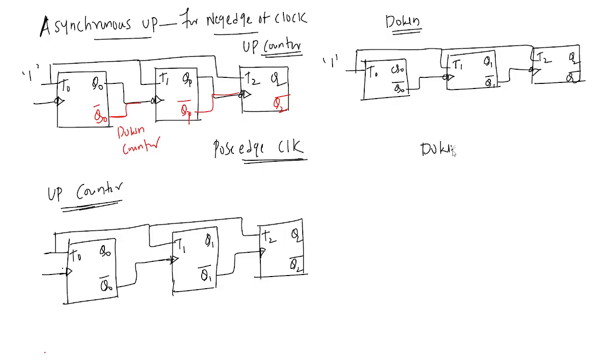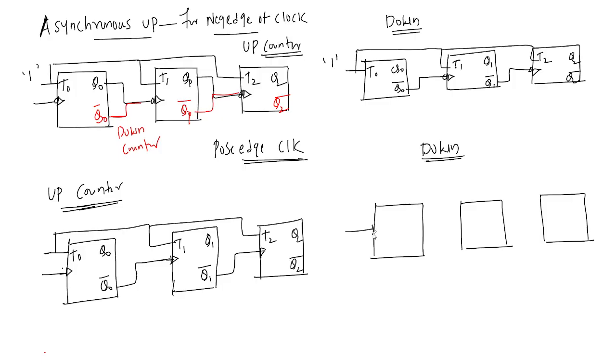Suppose a down counter is there. For a down counter, you need to use Q0 as the clock for the next flip flop for the positive edge of clock. So here the positive edge of clock is taken directly. Q0 is acting as a clock for the next flip flop, and Q1 is acting as a clock for the next flip flop. Anyway, T0, T1 and T2 are connected to toggle state. Is it fine? Did you understand?